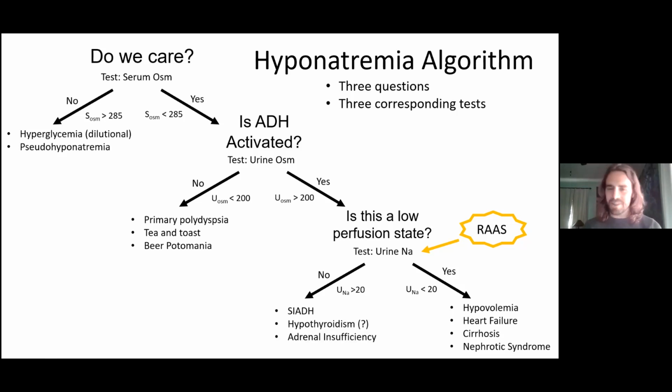And this is where we fall into the category where SIADH, syndrome of inappropriate ADH release, is appropriately named because it doesn't really make sense why ADH is activated in this setting. And this is also where adrenal insufficiency will fall. A couple of reasons adrenal insufficiency will present like this in terms of the labs. Adrenal insufficiency can obviously be a low perfusion state, but because aldosterone isn't available, the adrenal glands aren't producing aldosterone, the kidneys can't resorb sodium. And so the urine sodium will be high despite the fact that they are in a low perfusion state.